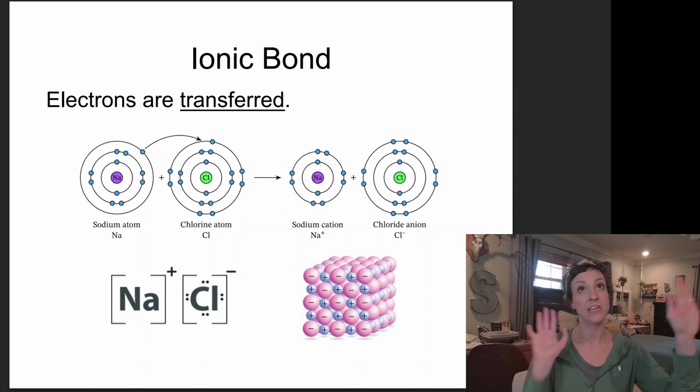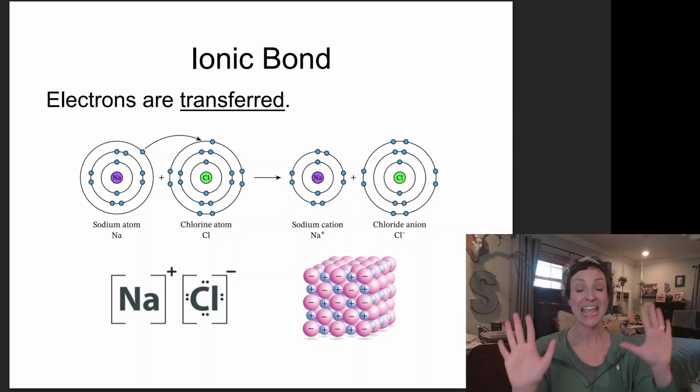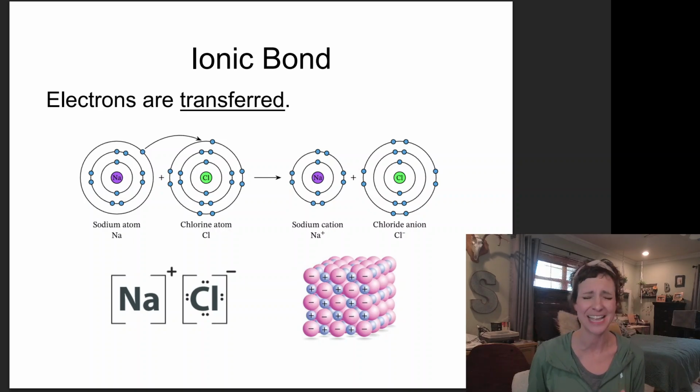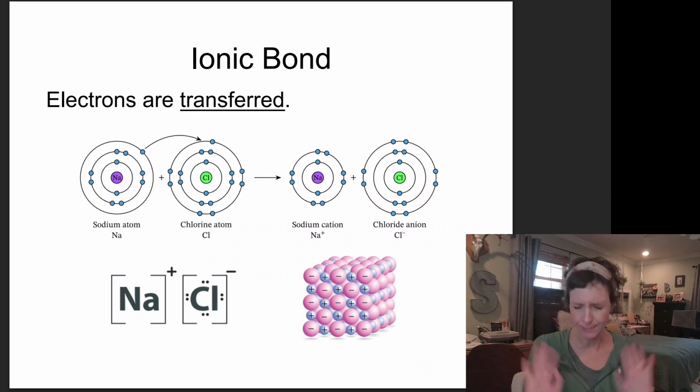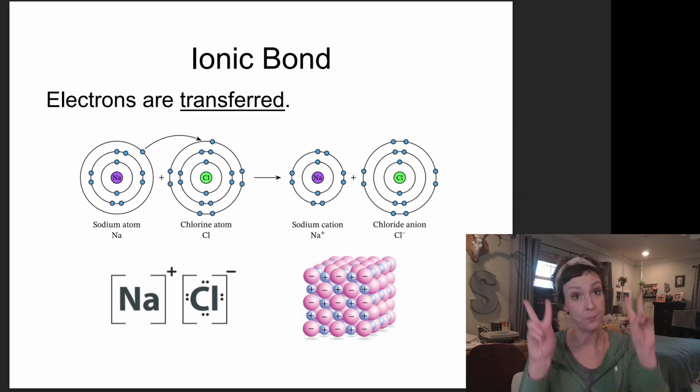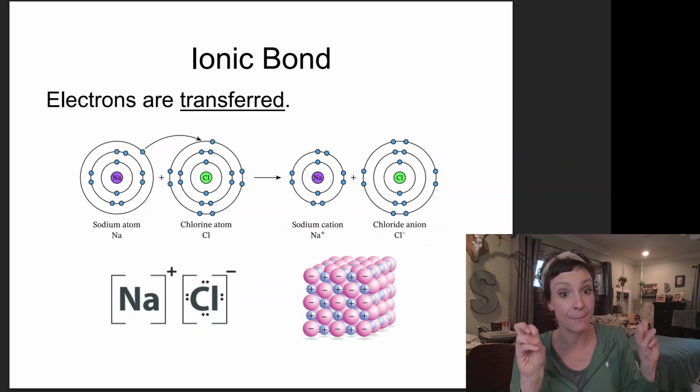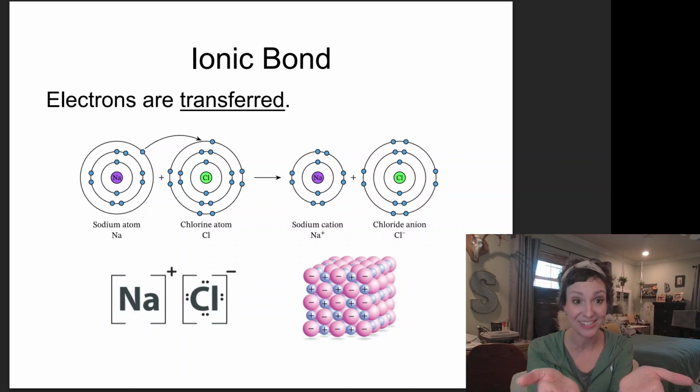Okay, moving on to ionic bonds. Ionic bonds have one of each, metal and nonmetal. In an ionic bond, the electrons are transferred. You guys, we had a preview into this last unit. I'm super excited. We talked about metals. They lose their electrons in order to become happy. Nonmetals, they gain their electrons in order to become happy. Here it is in action, okay?